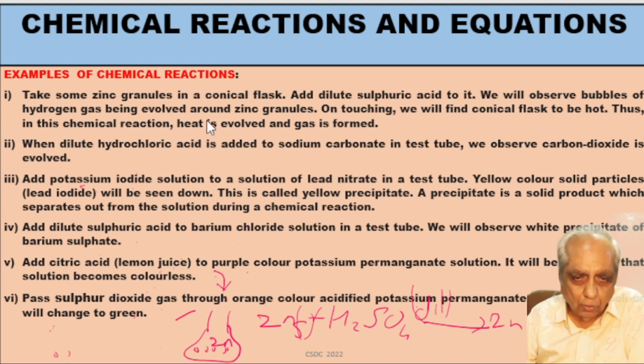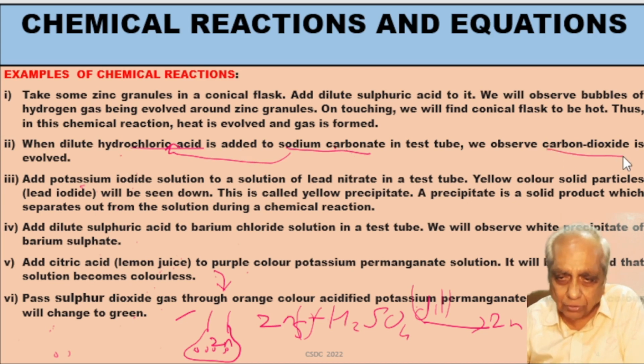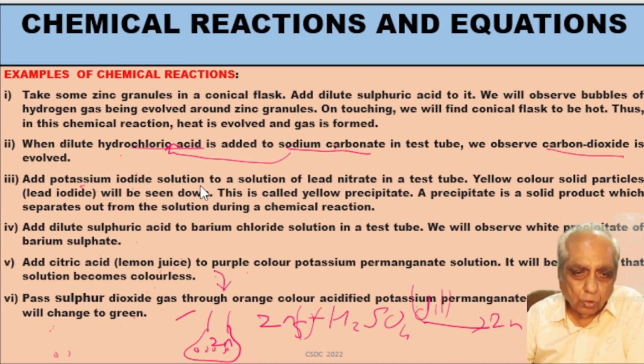Now when dilute hydrochloric acid, HCl, is added to sodium carbonate, then sodium will form sodium chloride, and hydrogen and carbonate will form water and carbon dioxide. So I will see carbon dioxide gas coming out. So when I add dilute hydrochloric acid to sodium carbonate, carbon dioxide gas comes out. So again, this is an example showing gas coming out. Then this is very important.